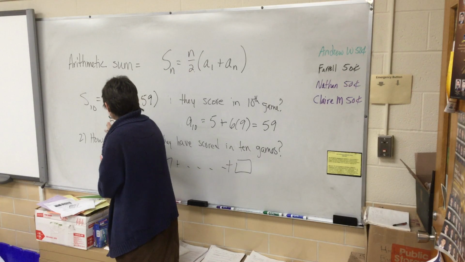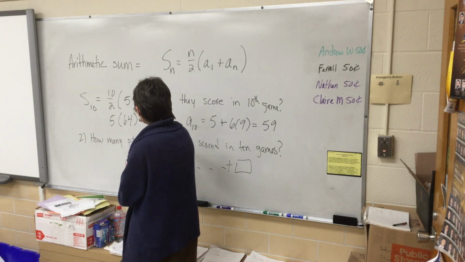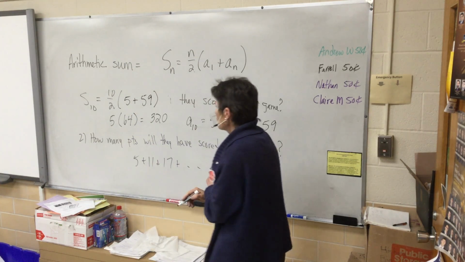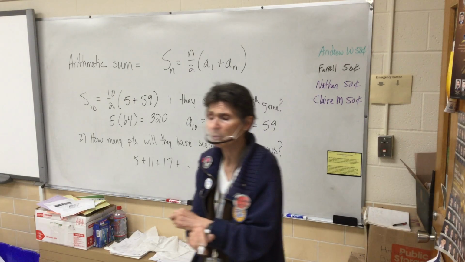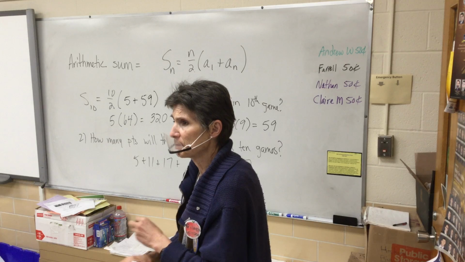So basically, I'm going to take 5 times 64. What is that, 320? So they would score 320 points in their first 10 games.